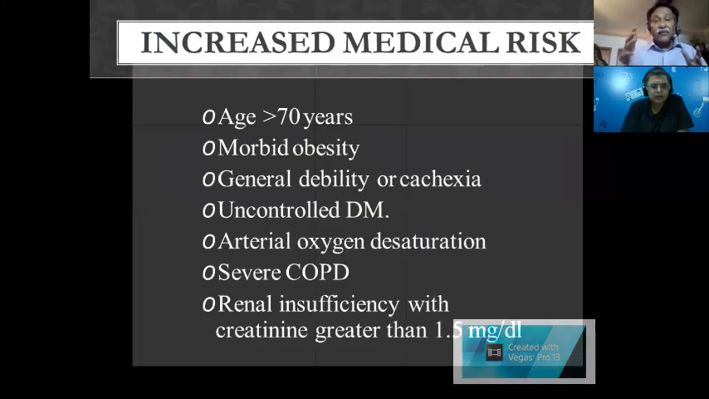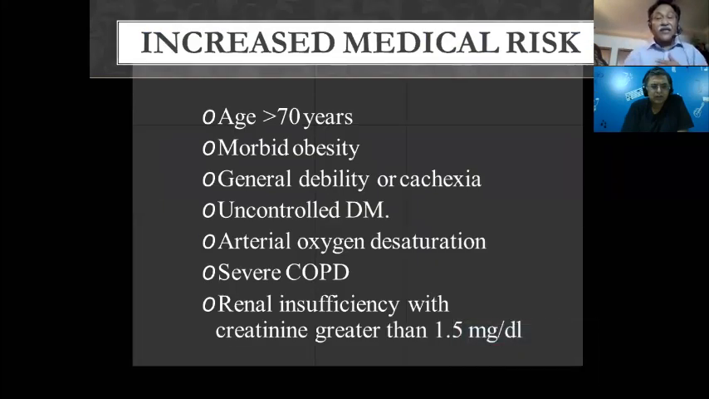So what are the risks in medical conditions, like age more than 70 years, morbid obesity, a cachectic patient, uncontrolled diabetes, desaturated patient, severe COPD, renal insufficiency. These are the medical conditions that increase the risk of complication.